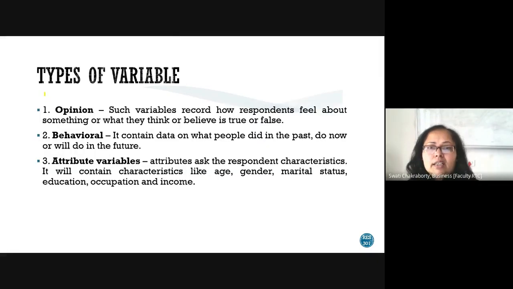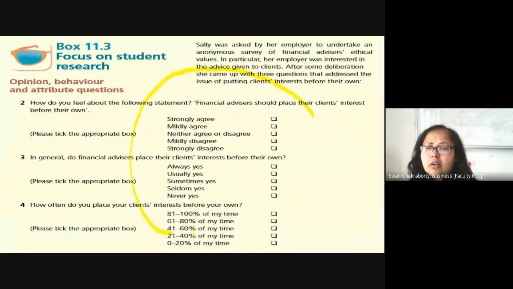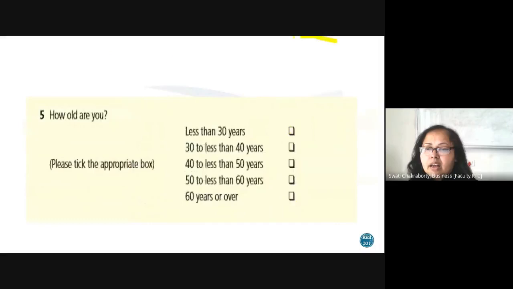Next, types of variable. There are three types of variable that you have. One is opinion, which talks about how respondents feel about something, or what they think or believe is true or false. Behavioral variables contain data on what people did in the past, do now, or will do in the future. Attribute variables ask about the respondent's characteristics, like age, gender, marital status, education, occupation, and income. This is an example of the different types of variable that we have.